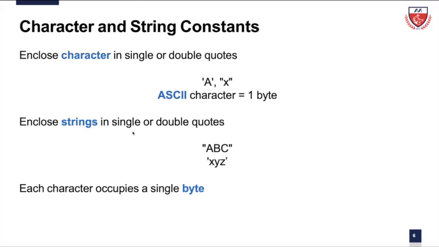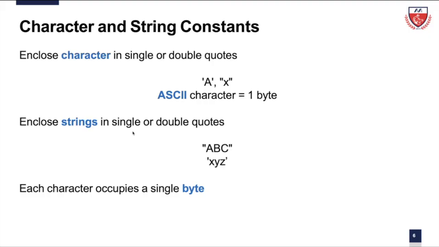Now in assembly language, we also have character and string constants. So a character enclosed in single or double quotes, you have a character A, no? That's actually 8 bits or 1 byte, and a character X is 8 bits as well, or 1 byte. So one character is equivalent again to 8 bits.